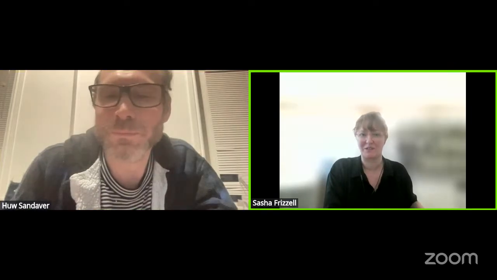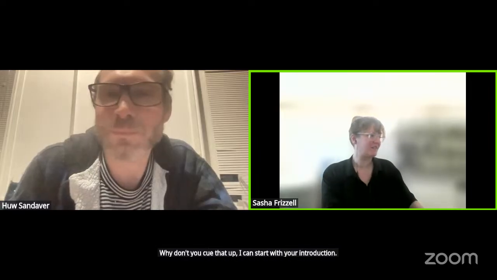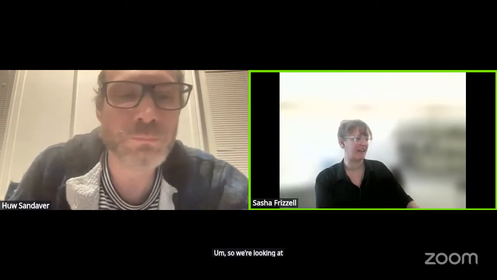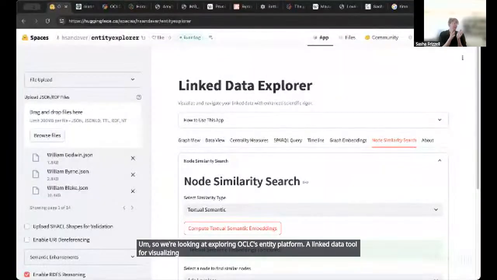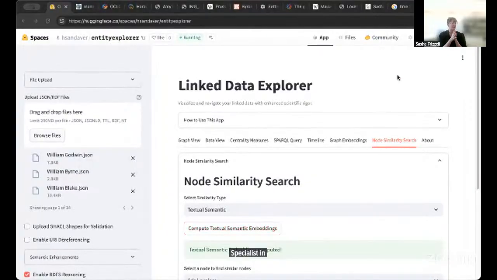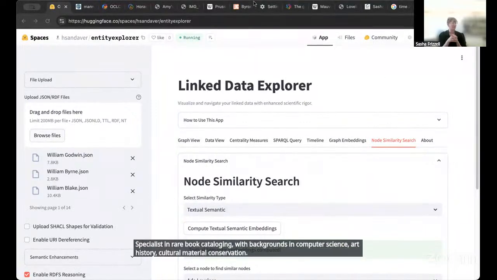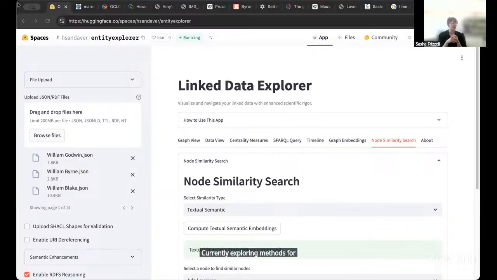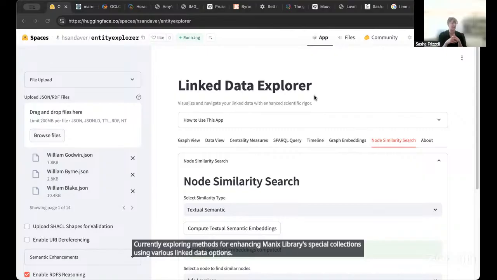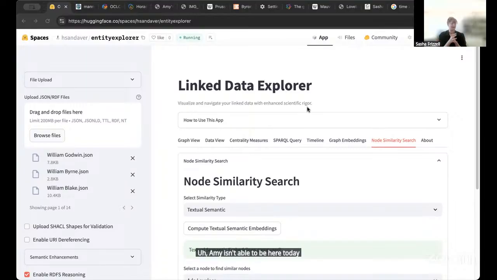While you cue that up, I can start with your introduction. So we're looking at exploring OCLC's entity platform, a linked data tool for visualizing provenance. Hugh's the technical services librarian at Mannix Library and University of Divinity, a specialist in rare book cataloging with backgrounds in computer science, art history, cultural material conservation, currently exploring methods for enhancing Mannix Library's special collections using various linked data options, including OCLC's Meridian service. Amy isn't able to be here today, but we are going to be seeing something from her, I believe.